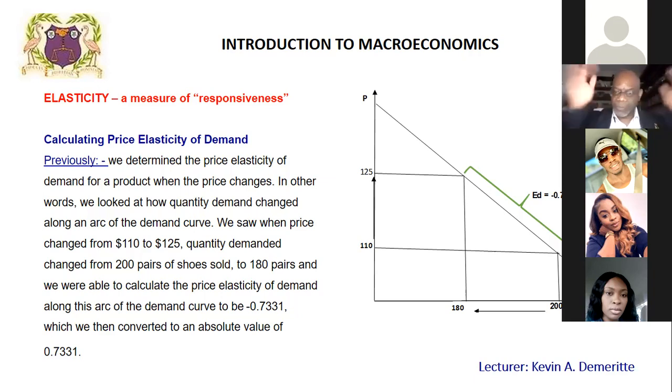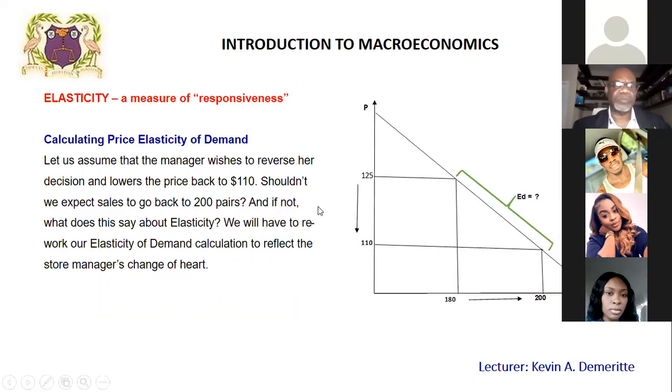Right? So we just want to remind ourselves that we calculated elasticity along this stretch of the demand curve between $110 and $125 and 180 and 200 pairs of shoes. But let's say the owner of the store came along, saw what the manager did and said, okay, this ain't gonna work. Fix this or go. So let's assume that the manager wanted to reverse her decision and go back to the $110.